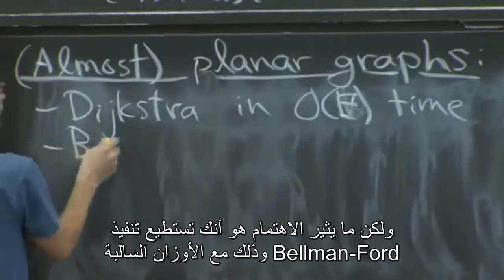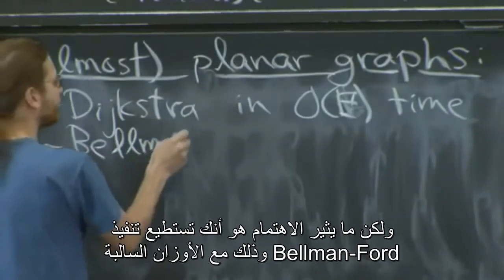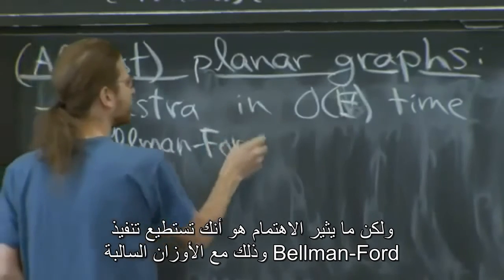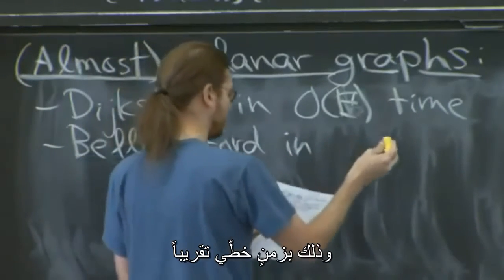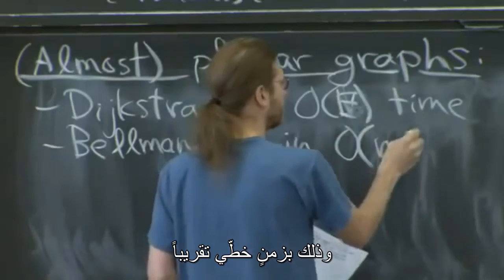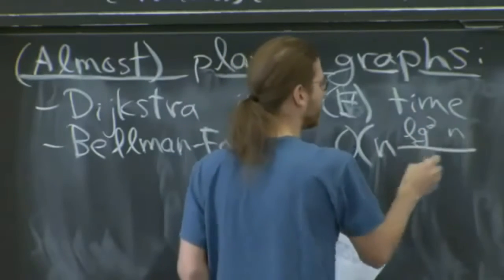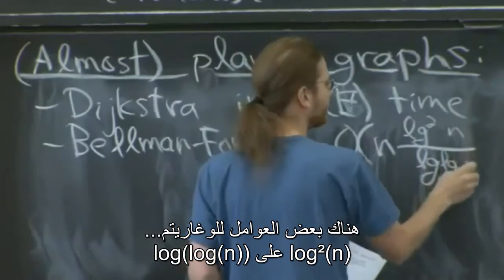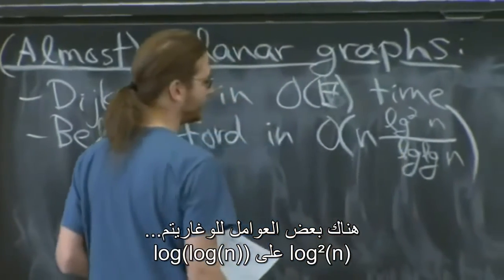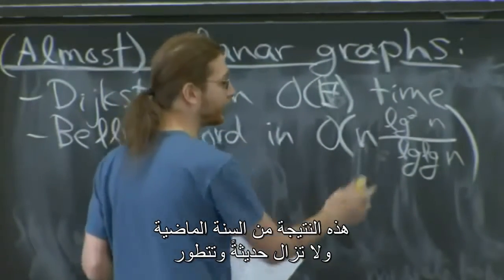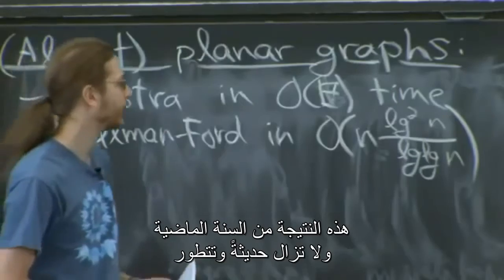More impressive is you can do it with negative weights, the equivalent of Bellman-Ford, in almost linear time. So some log factors. Log squared n divided by log n. It's the best bound known to date. That's a result from last year, so it's still work in progress.